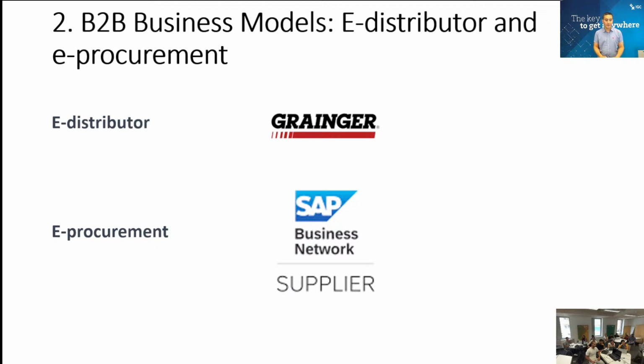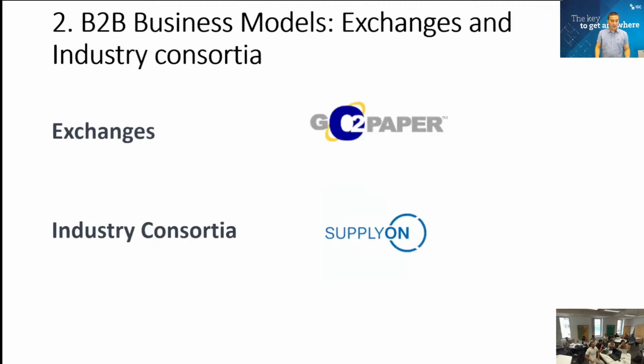E-procurement: there was a company, Ariba, that was bought by SAP, and they provide collaborative commerce capabilities and a cloud-based solution combining industry-leading technology with the world's largest web-based trading community to help companies discover and collaborate with a global network of partners. In terms of exchanges, we have GoToPaper. This company provides a digital marketplace where paper consumers can procure paper from a number of different suppliers. It's just a marketplace for consumers that want to buy paper in general.